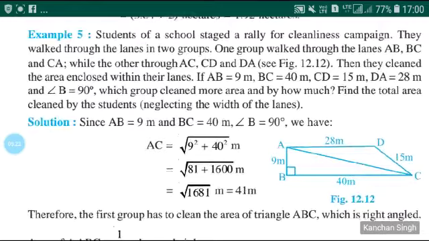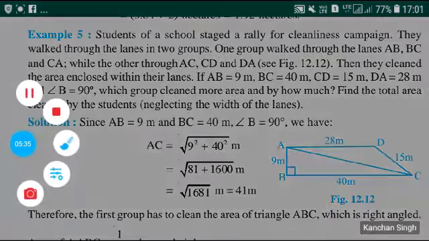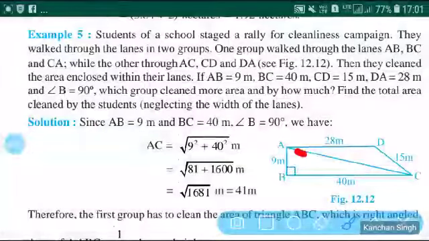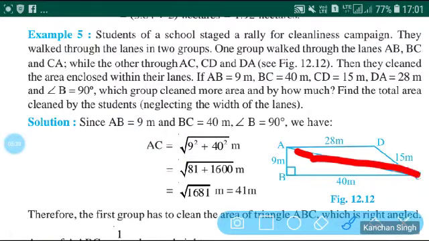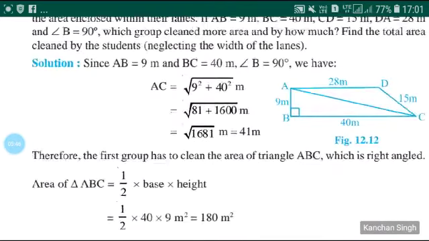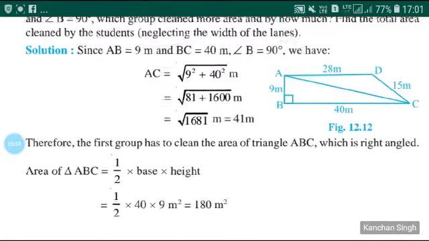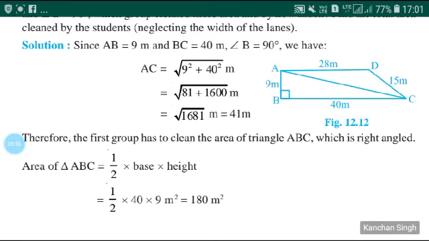So, AB is equal to how much? 9 meter. BC is equal to how much? 40 meter. And angle B is 90 degree. So, here we can find AC. Hypotenuse square is equal to what? Perpendicular square plus base square. So, AC square is equal to 9 square plus 40 square. So, AC is equal to root under 9 square plus 40 square. So, this becomes how much? Root under 1681. And the square root of 1681 is how much? 41 meter.